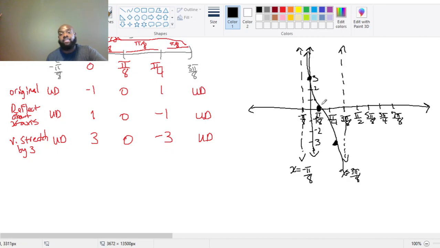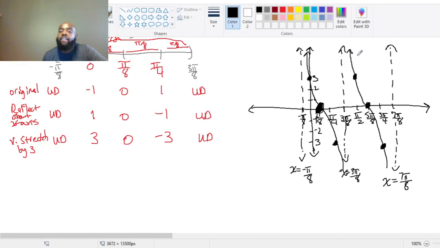That looks something like that. And let me make that bigger so you can see that it goes through pi over 8. And then I can do another cycle by repeating that process. So at pi over 2, I'm going to have a y value of 3. I'm going to have a y value of 0. I'm going to have a y value of -3 at 3 pi over 4. And I'm going to have another vertical asymptote here. And I have another cycle, okay? And so that is the graph of this trig function here.